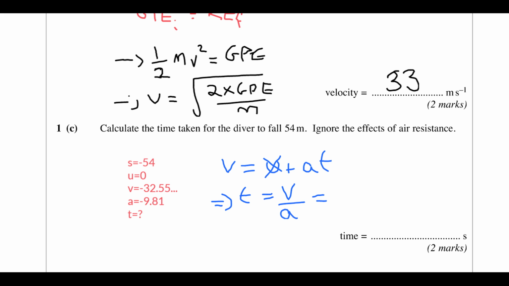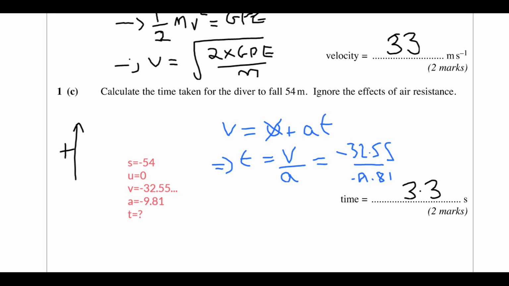I could make them all positive by using the downward direction as positive. So just to explain what I'm doing, I'm using upwards as positive, which is convention. And when we do that, we get minus 32.55 divided by minus 9.81. So you can see the sign actually doesn't matter because they cancel anyway. When we do that, we get 3.318, or 3.3 to 2 significant figures. And because g is roughly 10, you'd expect it to be around 3.3 because it's 33 over 10, basically. Okay, so let's move on to part D.